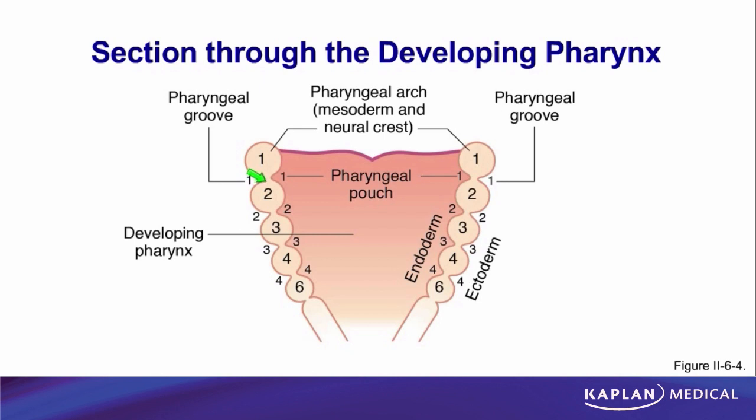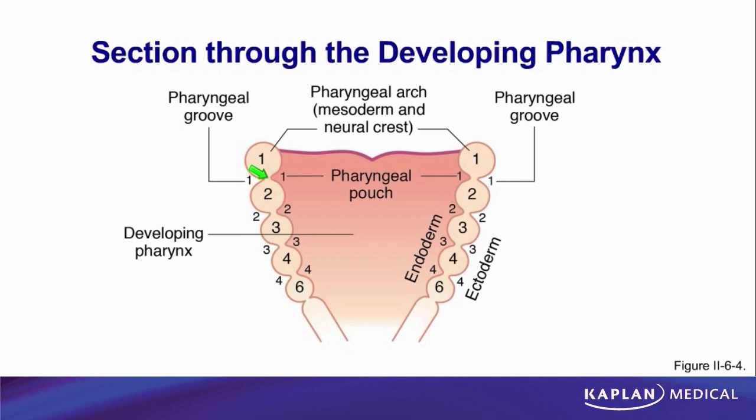But the difference is, in us, the membrane doesn't rupture. We keep the membrane. And we call that membrane the eardrum, or the tympanic membrane. So that's where the tympanic membrane or eardrum comes from. It's a fusion of that ectoderm and that endoderm. Okay? It's a double-layered membrane.